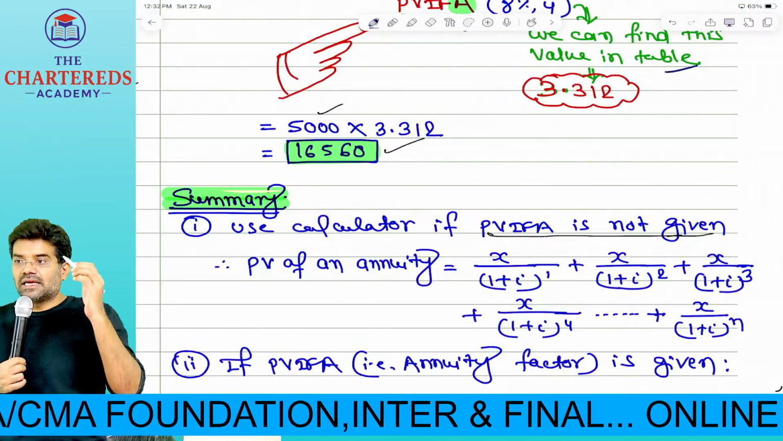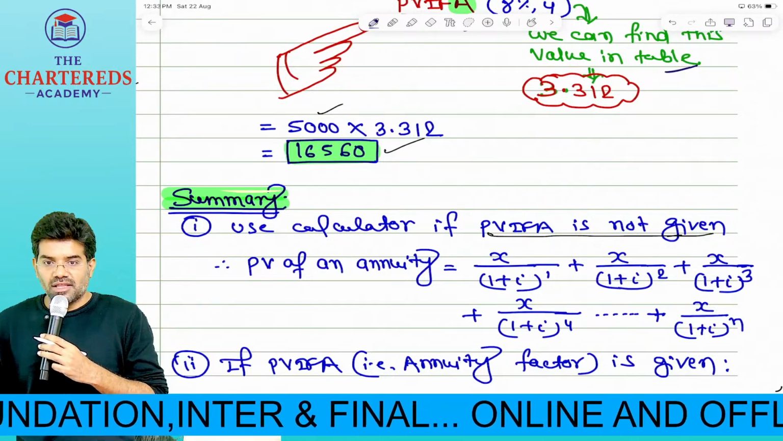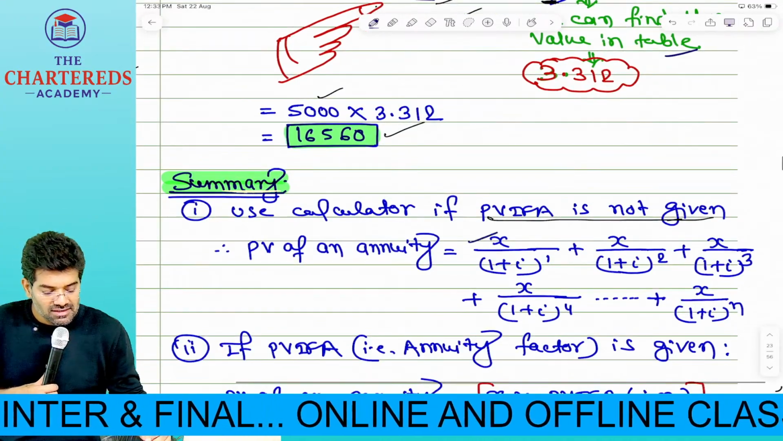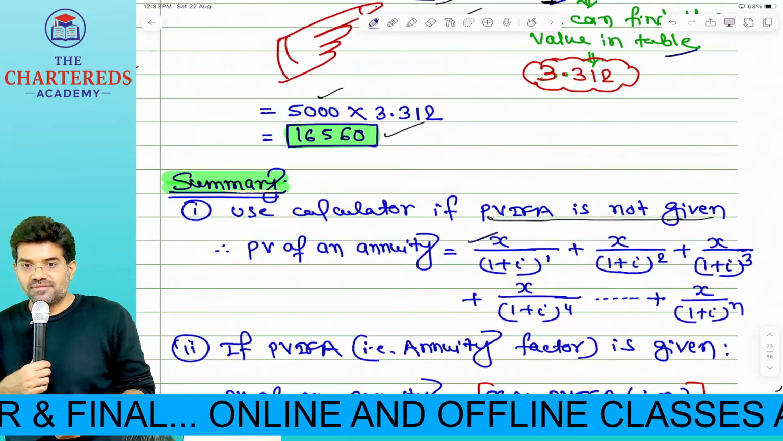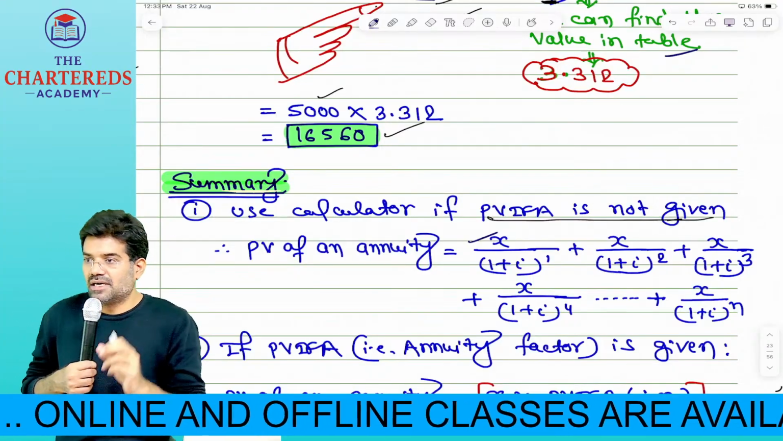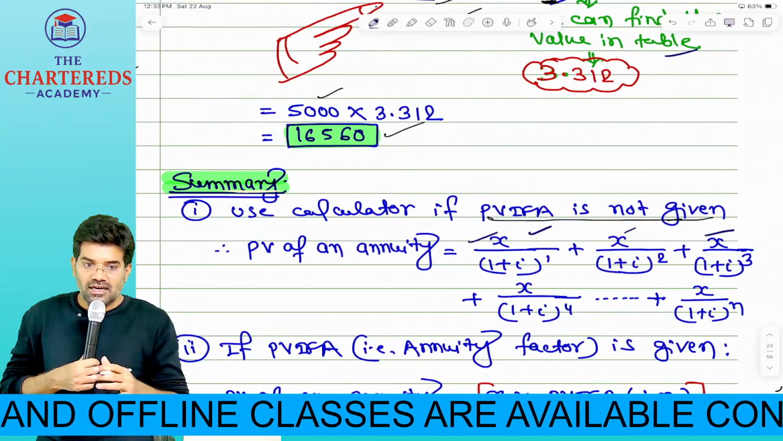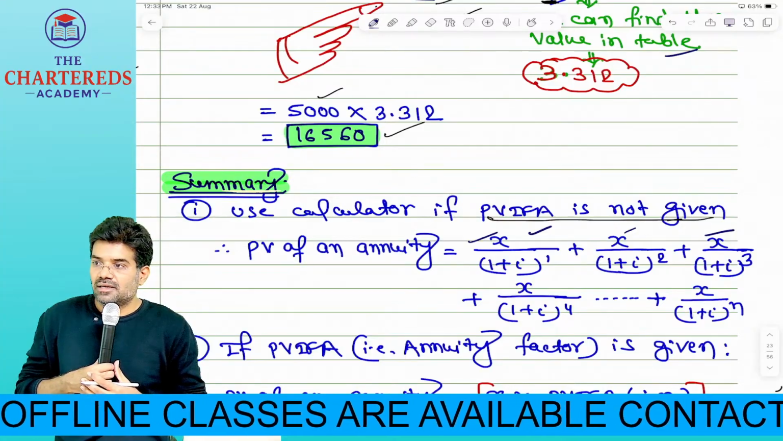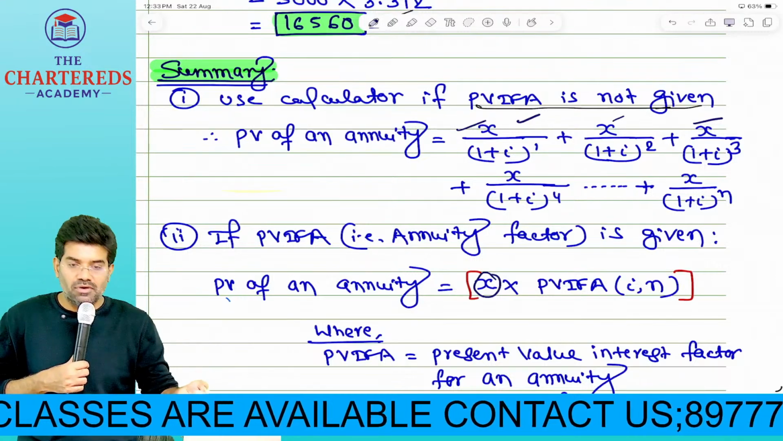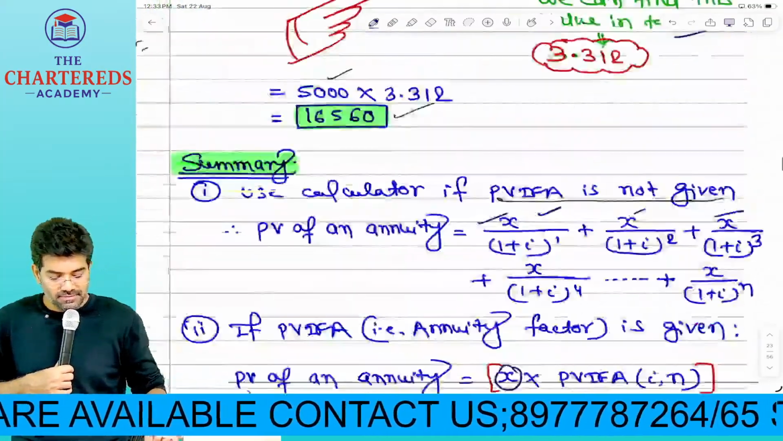So sir, should we use a calculator? It depends. If the given value is not given in the question, then use the calculator. Then what can we do? We have to do the natural calculation. If the question does not give PVIFA 8% comma 4, what should we do? Should we calculate all of this or not? Yes. But if it gives PVIFA directly, you can apply this formula: annuity amount into PVIFA, whatever value he has given, you can multiply, or not? Yes, that is what is given here. Now you can write.